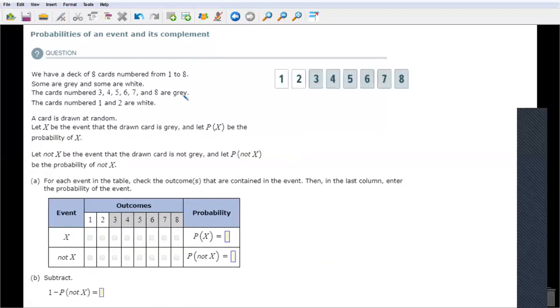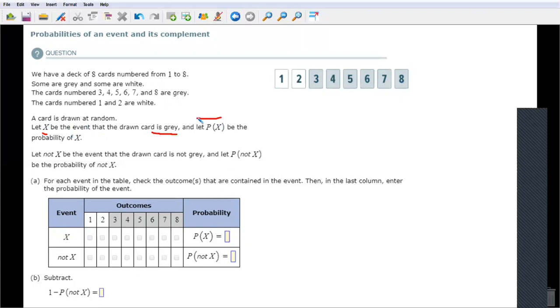Last one here, we have a deck of cards numbered 1 through 8. This is very similar to the ones that we just did, but there's one difference here that I wanted to bring up, and it has to do with something we talked about in the last topic. So we've got 8 cards, 2 of them are white, and the other 6 here are gray. So we want to figure out X, which is how many different cards are gray.